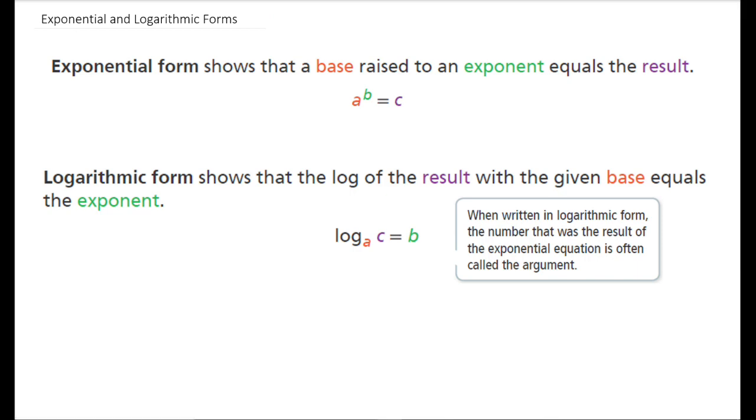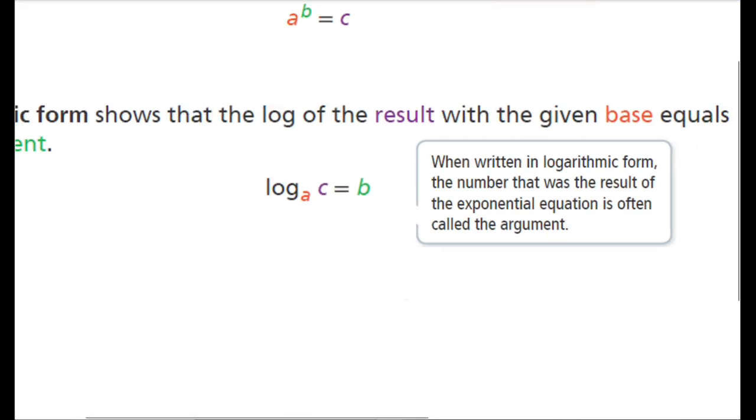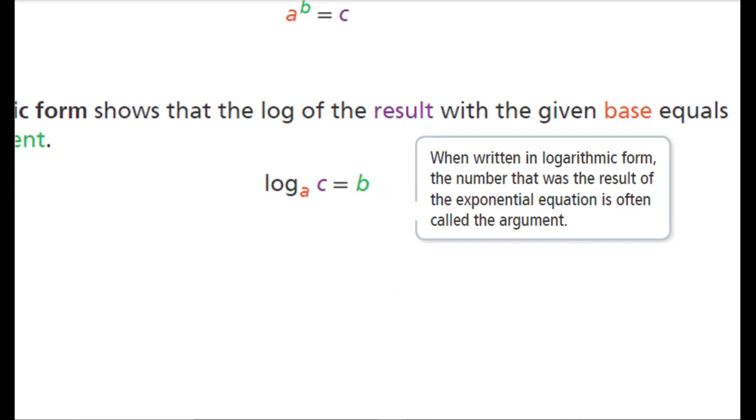Okay, so now that we know the exponential and log form, and I gave you a couple examples of that, when we're looking at the log form, the number that was the result of the exponential equation, which in this case is c, right? That's the number that was the result. Notice that that goes inside the logarithm. The number that goes inside the logarithm is referred to as the argument, okay? So that's the argument.